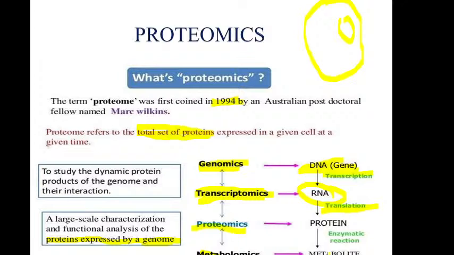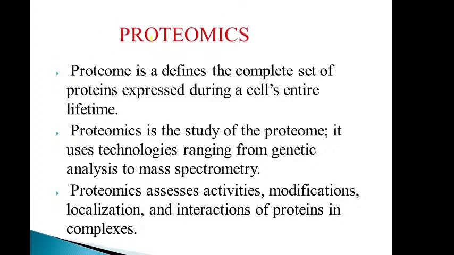So we have genomics when we are doing the study at the DNA level, transcriptomics at the RNA level, and proteomics when we are doing it at the protein level. I hope you will now understand the concept of the term proteomics. The proteome is defined as the complete set of proteins expressed during a cell's entire lifetime. Proteomics is the study of the proteome.